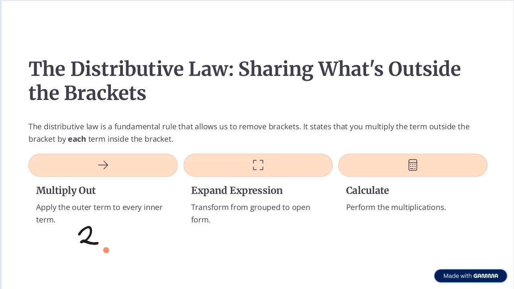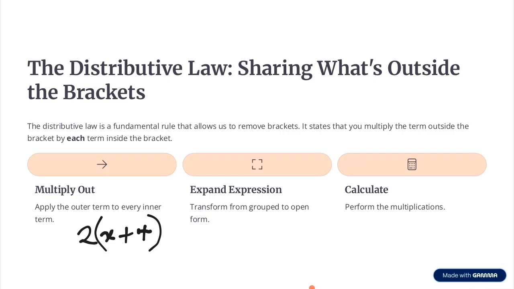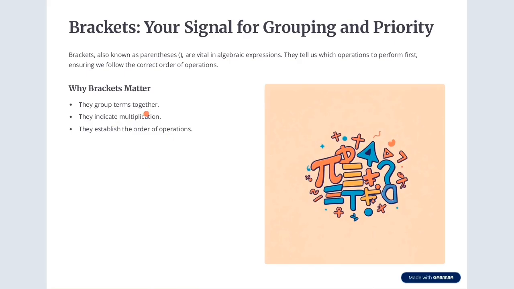Now let's take an example: 2 bracket x plus 4. The function of this bracket, one, is to group the expression x plus 4. Remember the functions of brackets you read earlier, why they matter. The first one is that they group terms together. If you look at the terms x and 4, these are two terms in an algebraic expression, so the bracket groups them to tell you they belong to one expression. The second is that they indicate multiplication.